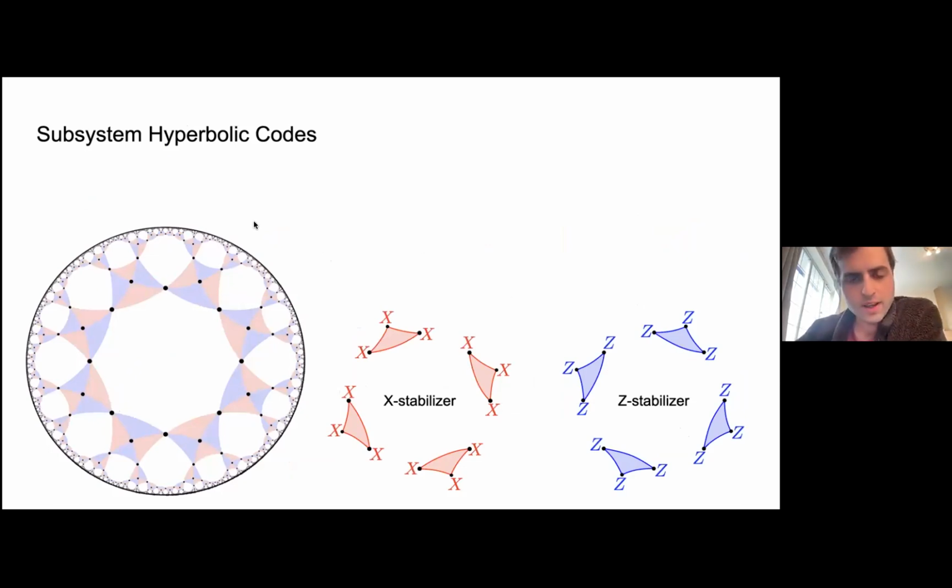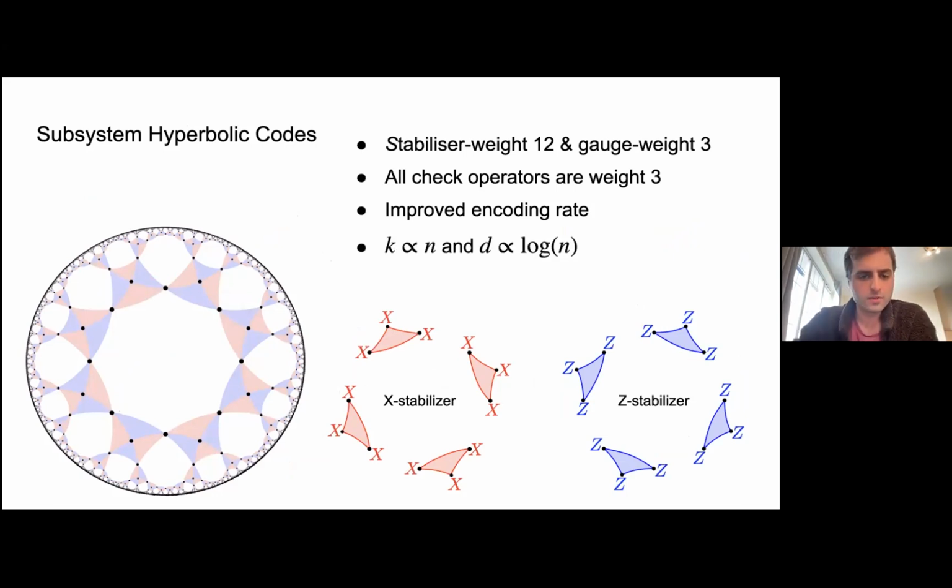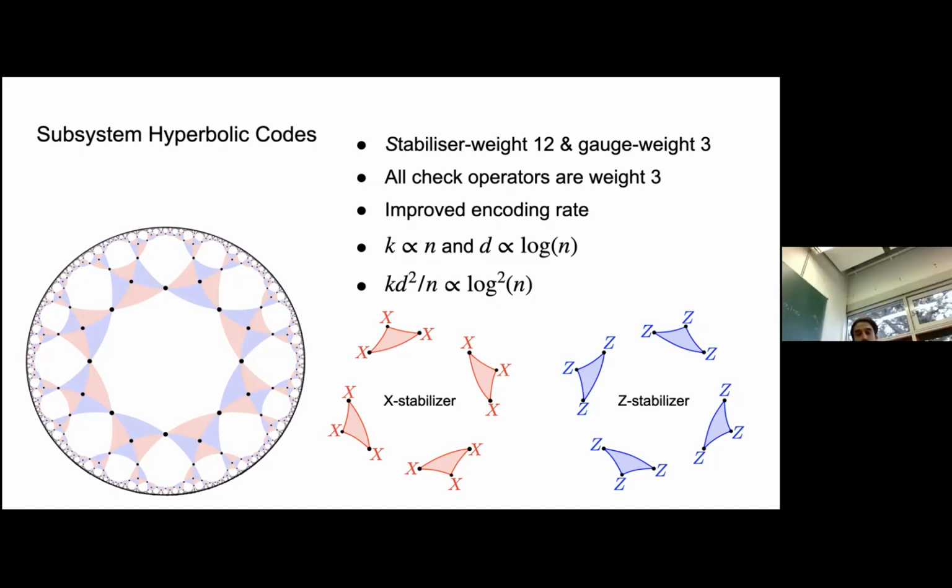Now we generalize this to hyperbolic codes, hyperbolic tessellations. Here we end up with stabilizers of weight 12 and gauge weight 3. So all the check operators are now weight 3, and we have an improved encoding rate. The number of logical qubits scales with the number of physical qubits in this family. The distance is logarithmic in N, and so the ratio K D squared over N, which you want to be large, scales as log squared N, and that compares to a constant for the surface code. So the theoretical parameters are an improvement on the surface code. In this way, we're looking to see if we can retain that improvement in practice, or with circuit noise.